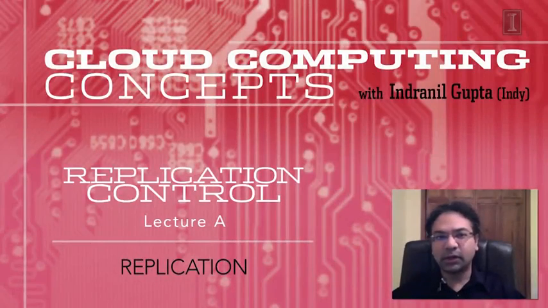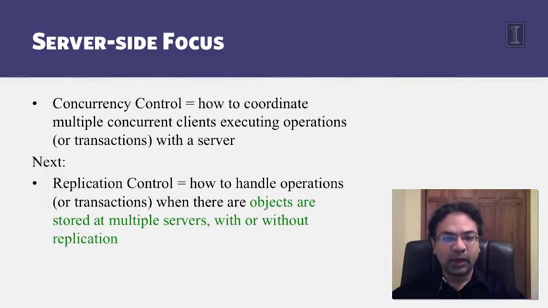So after having seen concurrency control, we're going to see replication control in this next series of lectures. Today, in this lecture, we discuss replication. So what's the difference between concurrency control and replication control?